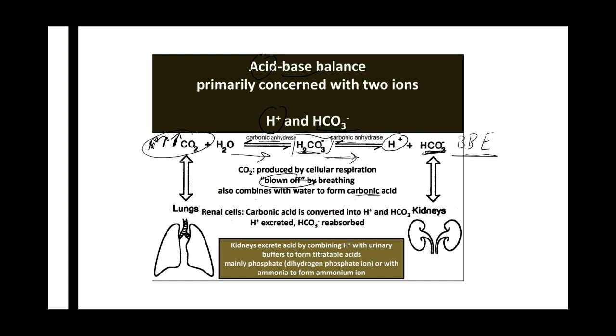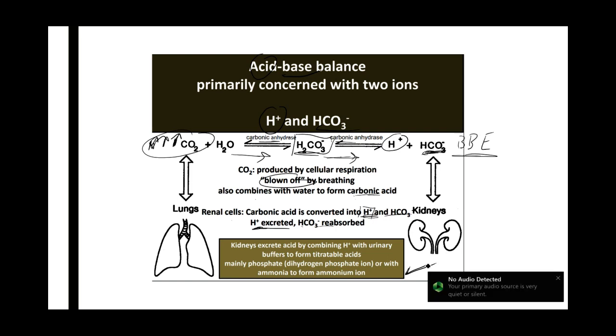So what's going on in the kidney: this carbonic acid is converted to hydrogen ions and bicarb. The hydrogen is excreted, so we get rid of it, and that's how it handles hydrogen. And then the bicarb is reabsorbed back into the bloodstream. I think you guys went over this, but even if you didn't, we can talk a little bit about it now.